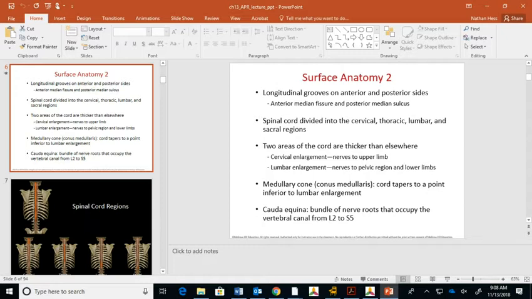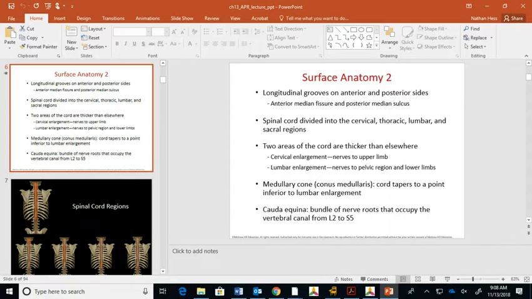There are two enlargements, at the cervical and the lumbar area, and that's because you have to produce all the nerves for your hands and arms in the cervical one, and all the nerves for your legs in the lumbar. Does that make sense? It's basically more stuff coming out and going in, so the cord gets bigger in those areas.